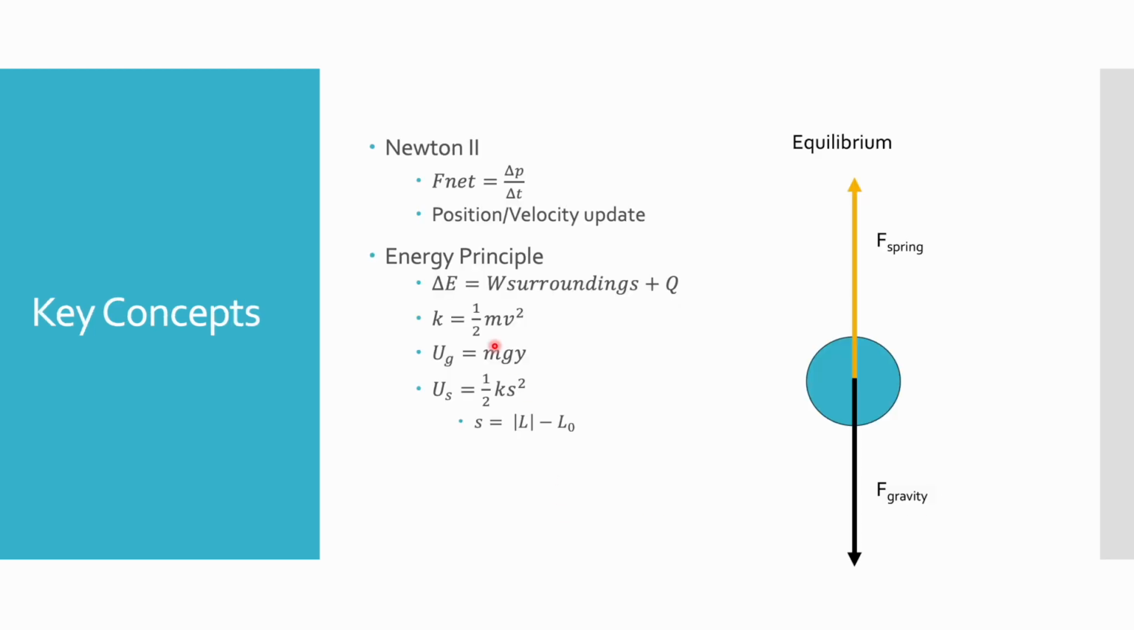Some key concepts, we need to know Newton's second law and the momentum principle here. And then we're going to also use the position and velocity update formulas. And then we're going to use the energy principle a lot in our calculations, which is just stating that the change in energy of the system is equal to the work done by the surroundings plus thermal energy. And here we have the equations for kinetic, gravitational potential, and spring potential energies, and a quick diagram of what equilibrium looks like for forces.